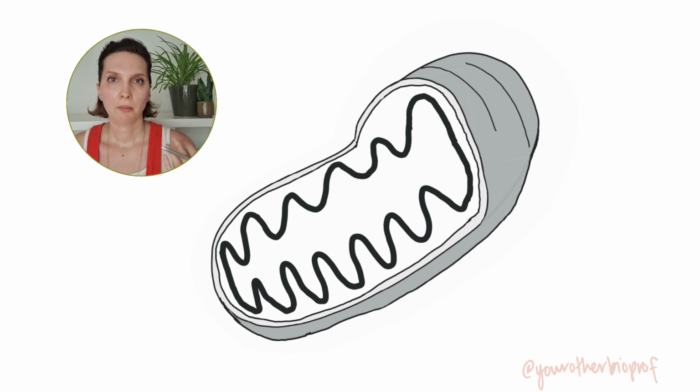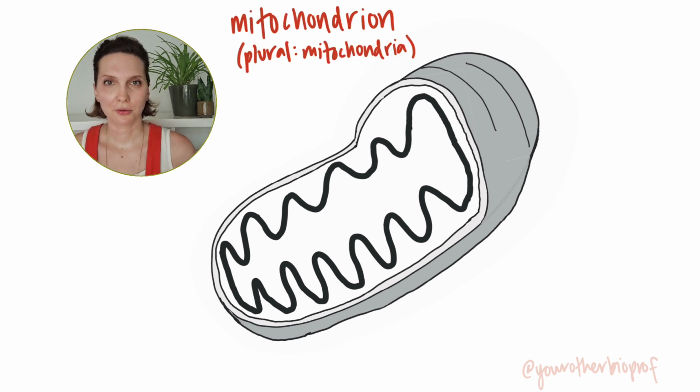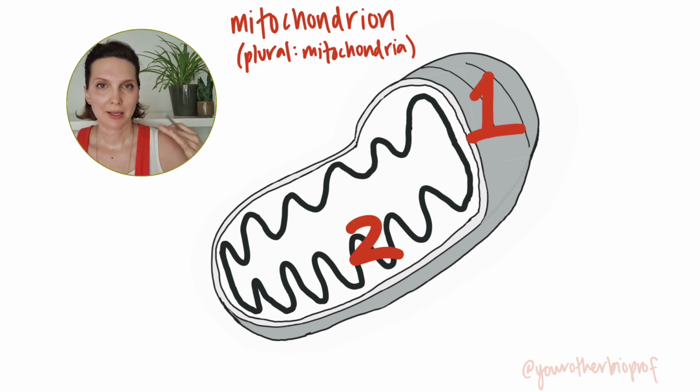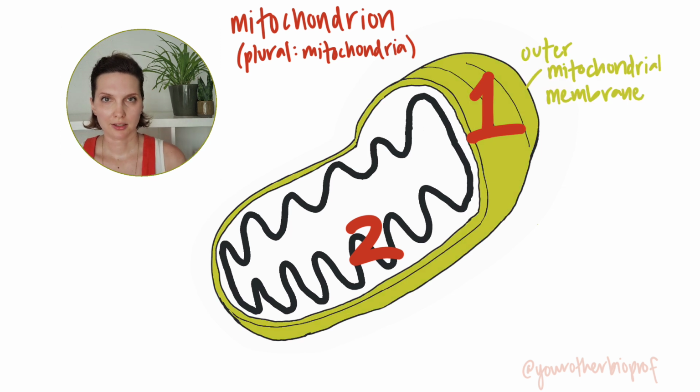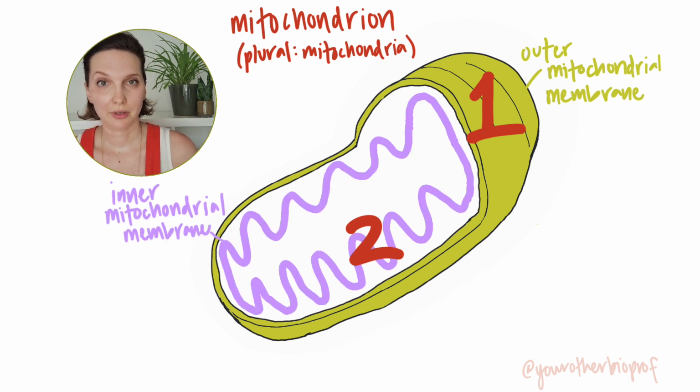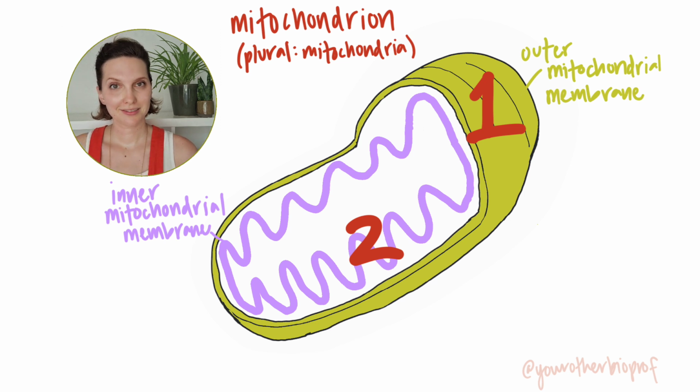So we've got the mitochondrion here. The mitochondrion is a complex organelle and it's got a double membrane, so two membranes. That outer membrane separates the inner workings of our mitochondrion from the cytoplasm. That is separated from the inner membrane by the conveniently named intermembrane space.